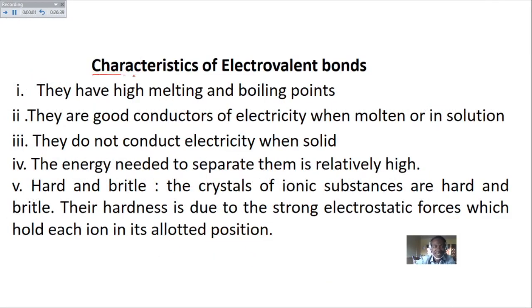Now, what are the characteristics of these electrovalent bonds? The first one is they have a high melting point. I've told you why they have a high melting point and boiling point, because they have what we call a crystal lattice.